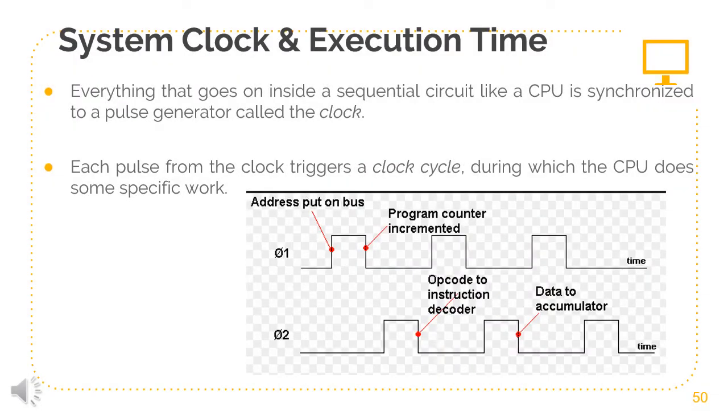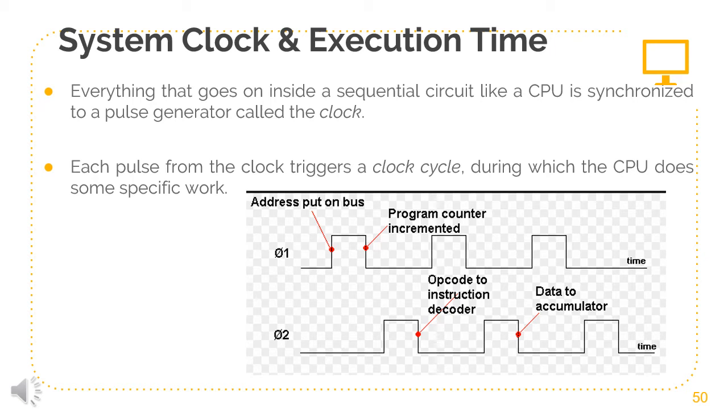Everything that goes on inside a sequential circuit like a CPU is synchronized to a pulse generator called the clock. Each pulse from the clock triggers a clock cycle, during which the CPU does some specific work. Addresses are placed on the address bus during the positive edge triggered.